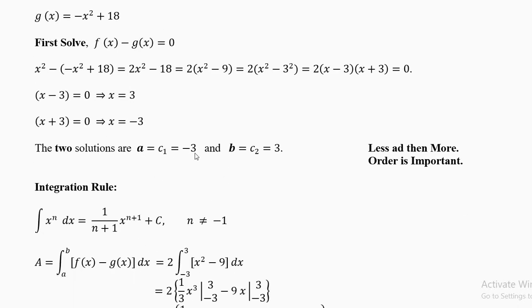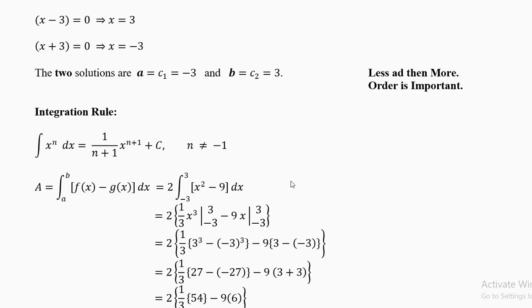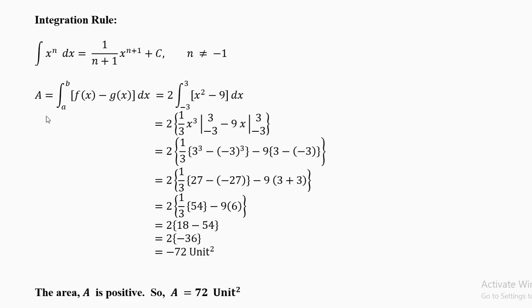You will get a equal to minus 3 and b equal to 3. Now find the area. Area is integral a to b of f minus g. f minus g is x square minus 9. We have seen it before, and the limits of integration are a equal to minus 3, b equal to plus 3. And this 2 comes out.